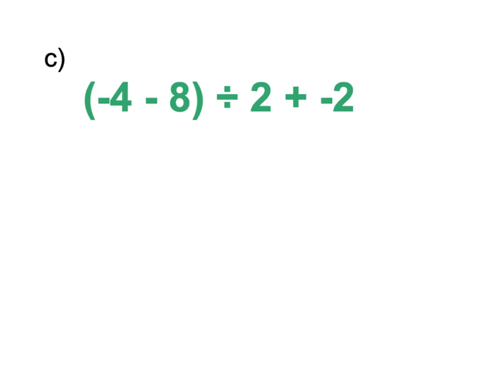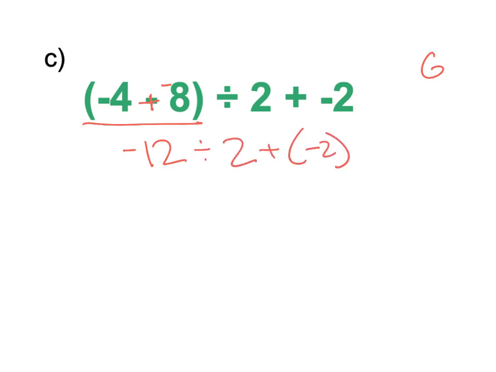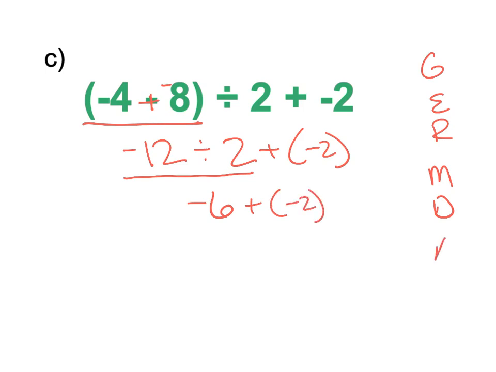Write the problem down. Here we go, grouping symbols. Yep, I've got a -4 minus 8. I'm going to double dash, make this an addition, make this a -8. -4 plus a -8 gives me a -12. I'm going to rewrite everything else. I'm going to put my -2 in parentheses. Any exponents or radicals? Nope. Any multiplication, division? Yep. -12 divided by 2 is a -6. Plus my -2. Addition and subtraction? Yep, I get a -8. And that is my answer.